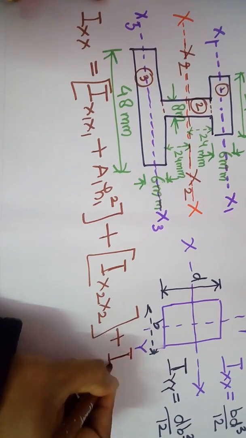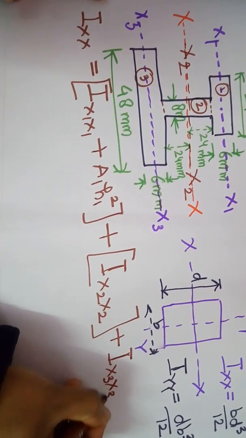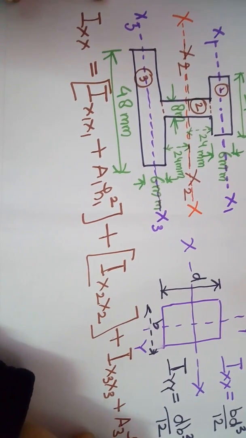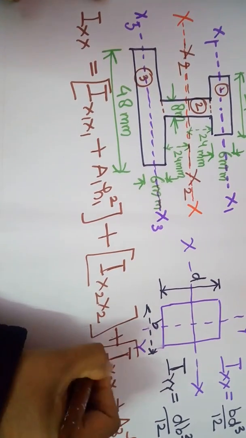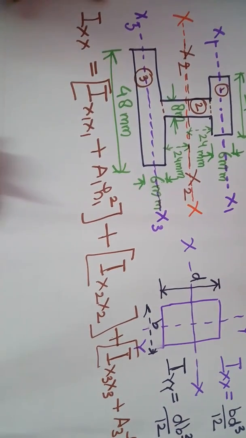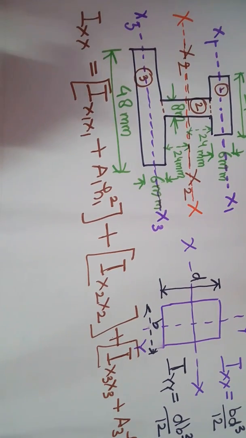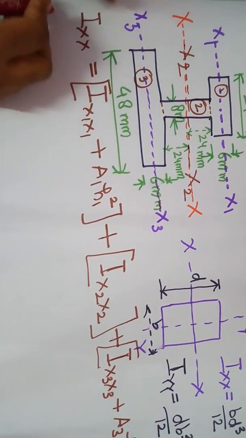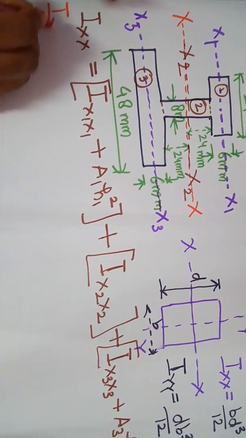Similarly, for the third object, I x3 x3 plus a3 h3 square will be there. Where is the third object? This is the third object. For that one also we have to use the parallel axis theorem. Now we can put the values also. As we have learned, the formulas are bd cube by 12 and db cube by 12. So we will be putting those formulas over here.